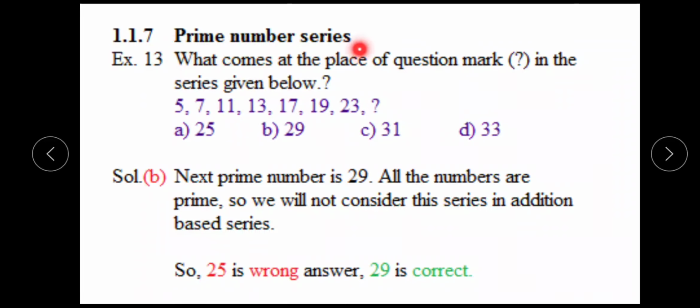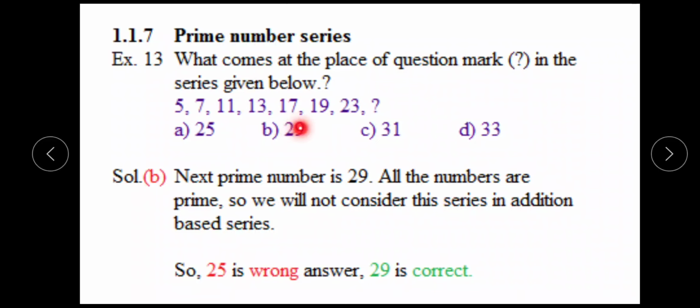Prime number series. In this we can see 5, 7, 11, 13, 17, 19, 23 and the question mark. If we look at it another way, we can see the gap between the terms. First there is a gap of 2. Between the second and third, the gap is 4. Between the third and fourth term, the gap is again 2. Between the fourth and fifth term, the gap is 4.